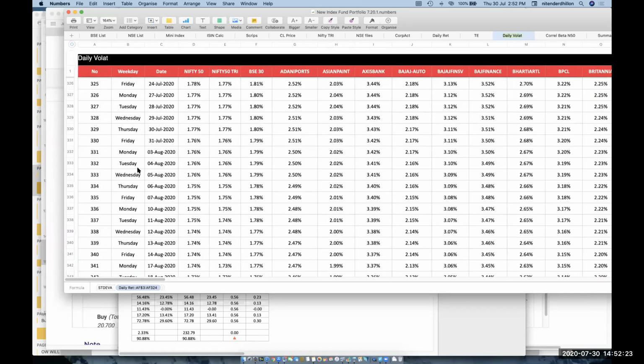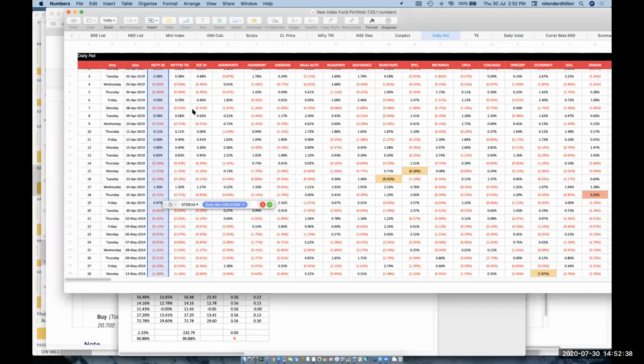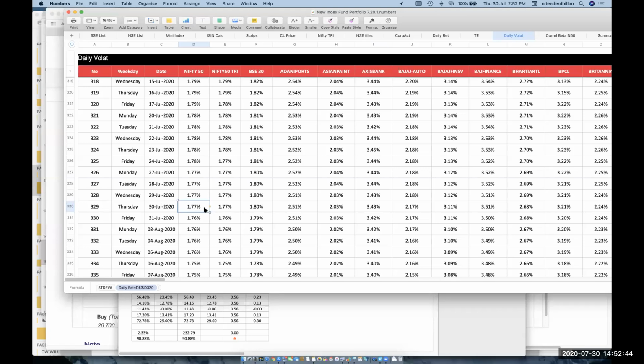Okay. So today is 30th of July. This volatility number I worked out based upon D3 to D330, which is basically looking at returns all the way from 1st of April 2019. So if you look at the last 1 year of data, approximately a little more than that, this number is 1.77.